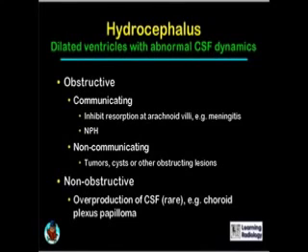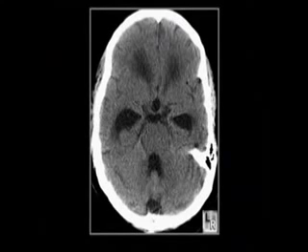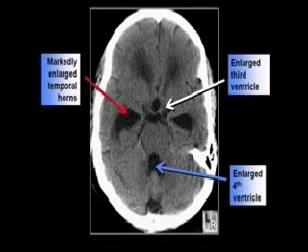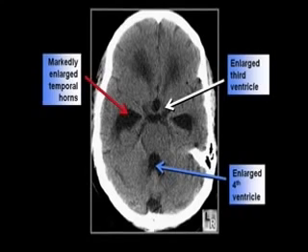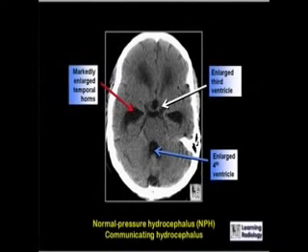The patient that we saw has markedly enlarged temporal horns, pointed to by the red arrow, the third ventricle is enlarged, and the fourth ventricle is enlarged, but the sulci are not enlarged. Given the patient's symptoms, this is characteristic of normal pressure hydrocephalus, a form of communicating hydrocephalus.